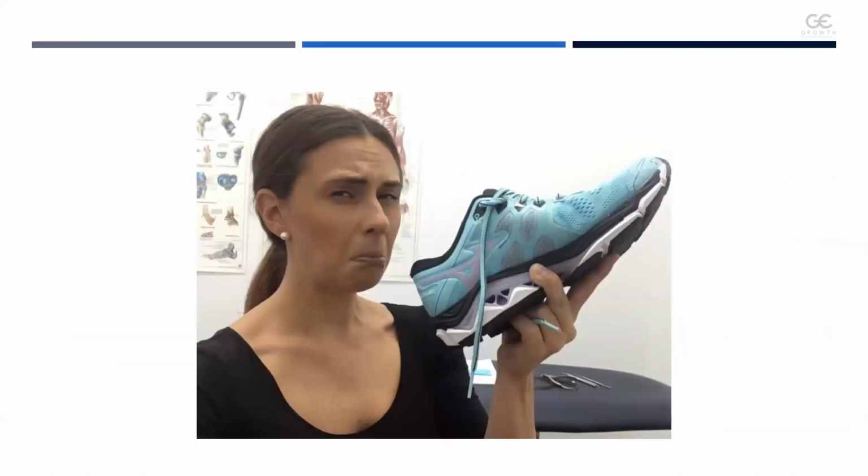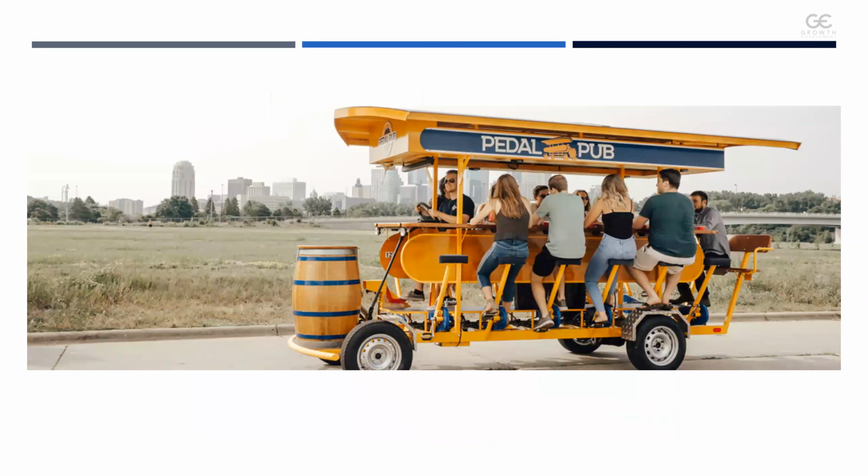How about smelly shoes? Is that concrete? Or the pedal pub, this contraption? When you look at this, is it concrete? If I tried to explain this, would you be able to relate to it? Or does the picture make it concrete?